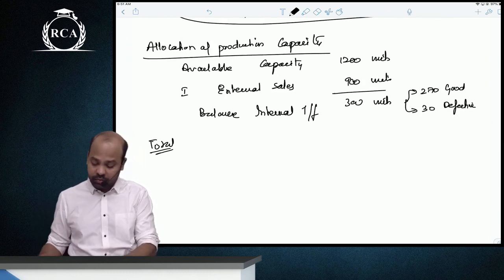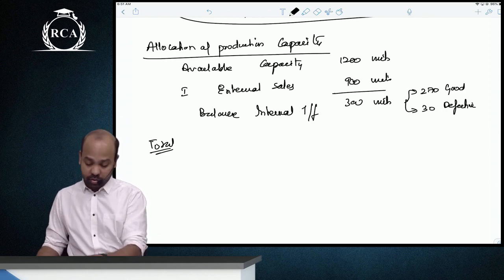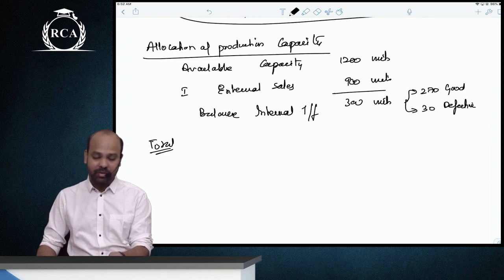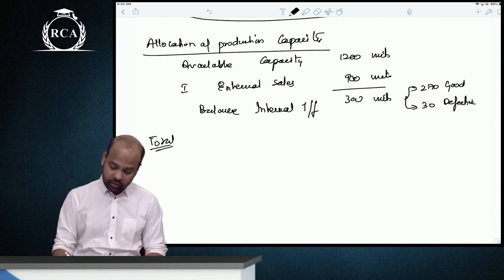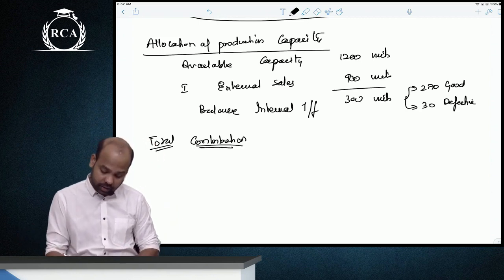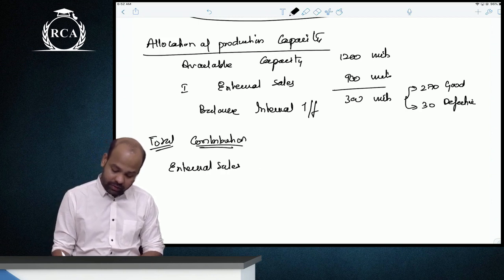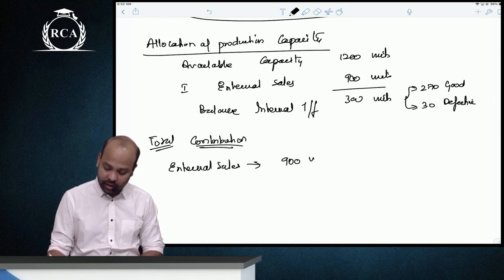Now, if you want to compute total contribution and total profit, did they ask us to compute? No. Anyway, we have to compute the same level of profit, and the second bit also has the same level of profit. So if you talk about total contribution, you can multiply with effective contribution per unit. For external sales, I can directly write 900 units into 60 rupees per unit.